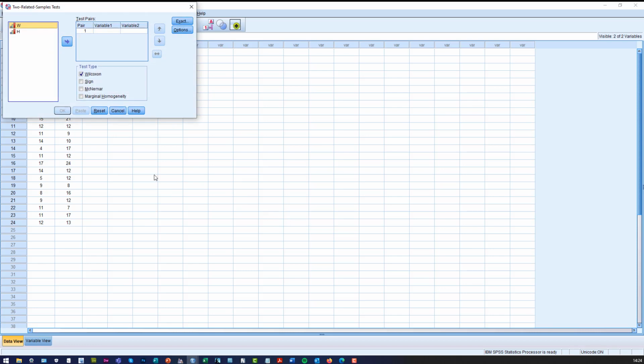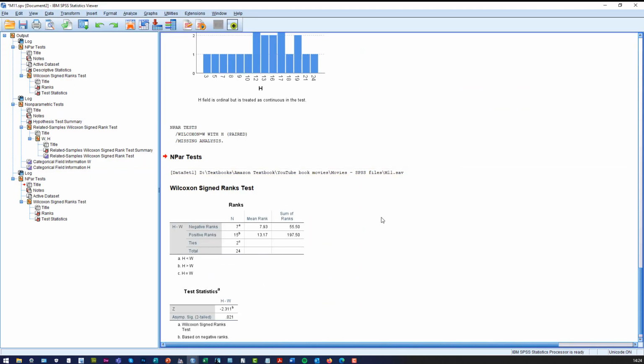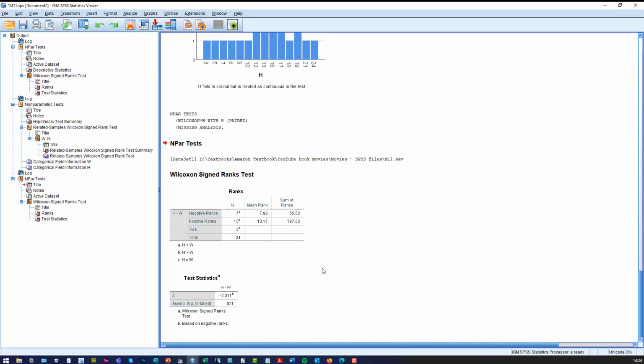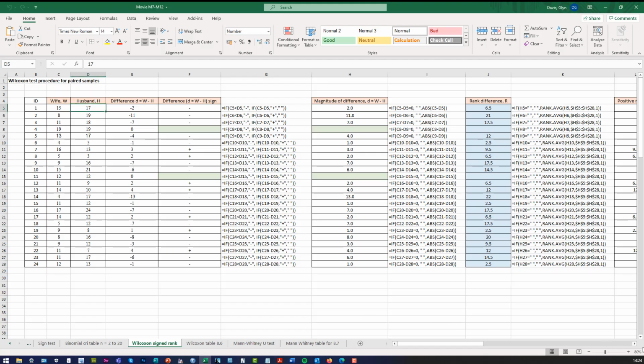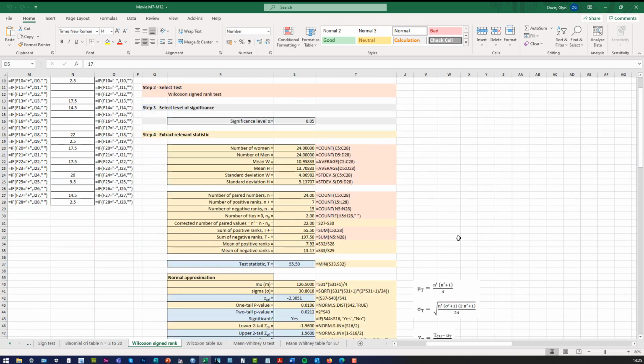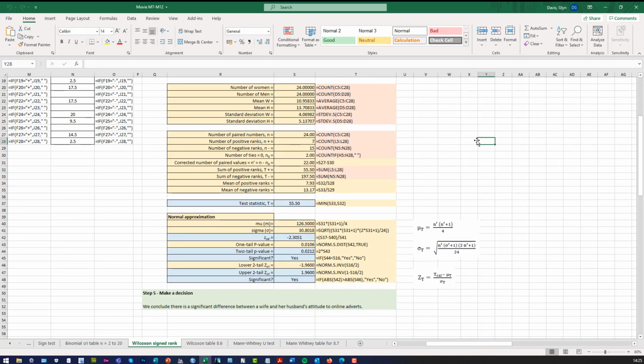Okay, so what I do now is I transfer the wives into variable 1 and the husbands into variable 2. We want a Wilcoxon test, and then once we've done that, we can click on OK. After a few seconds, the results will appear. I'm just going to take a screenshot of those results and copy them across to Excel. So if I cut across now to Excel, I'll copy them in there because I want to compare the results.